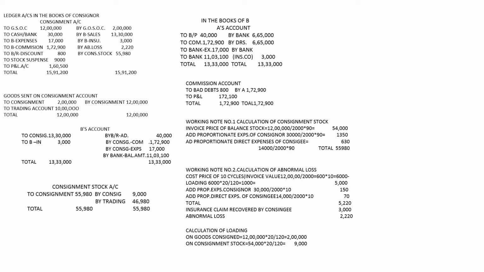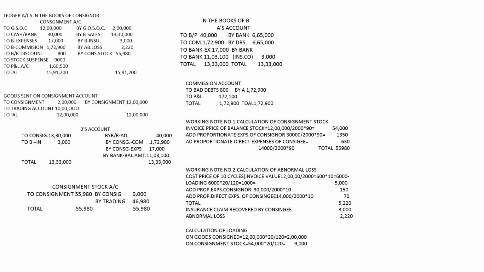Then B's account. First we will refer to the consignment account. In the consignment account on the credit side we find by B, sales. So in B's account on the debit side we will write to consignment 13,30,000. Then by B again 3,000 for insurance. To consignment on the debit side, insurance 3,000.